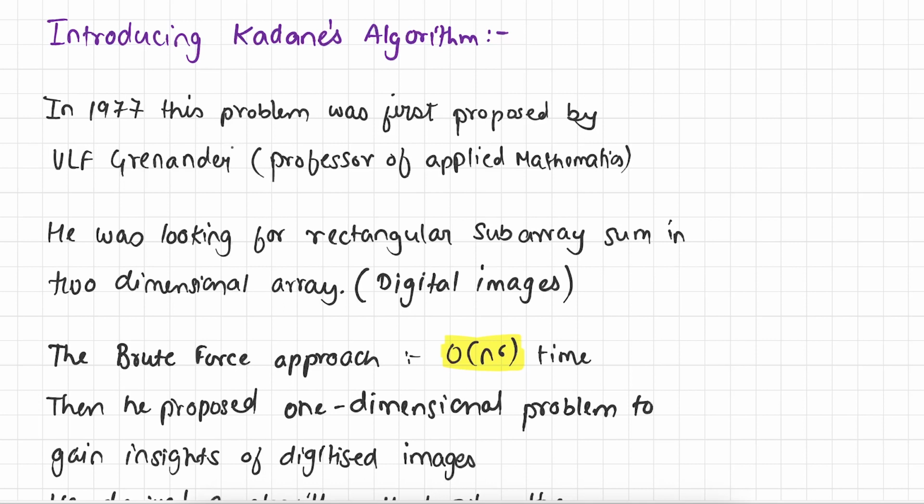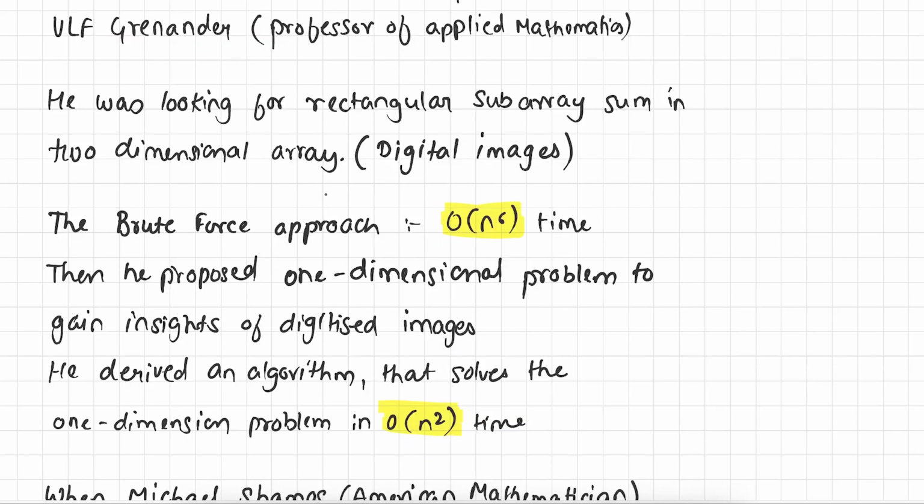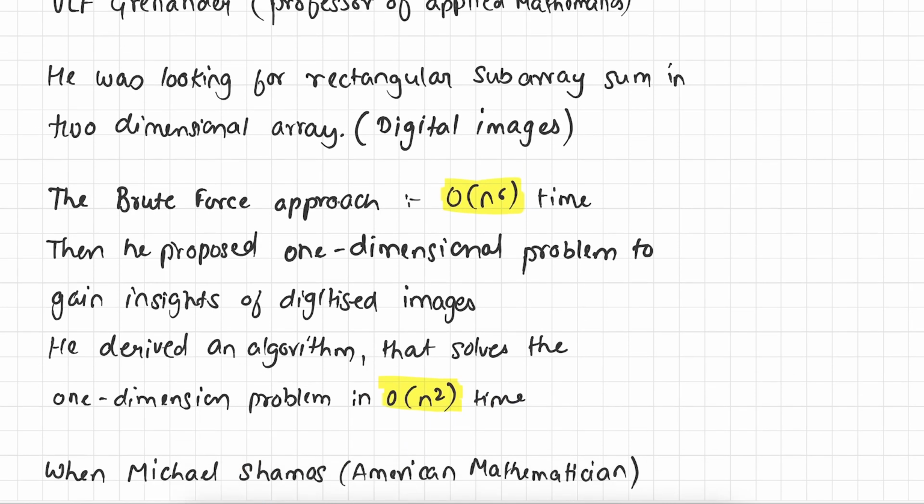In 1977, this problem was first proposed by Ulf Grenander. He was a professor of applied mathematics. He was looking for the rectangular subarray sum in a two-dimensional array to solve some problem related to digital images. Back then, he wrote a brute force approach to solve this problem, and this approach took big O of n to the power 6 time to solve this problem.